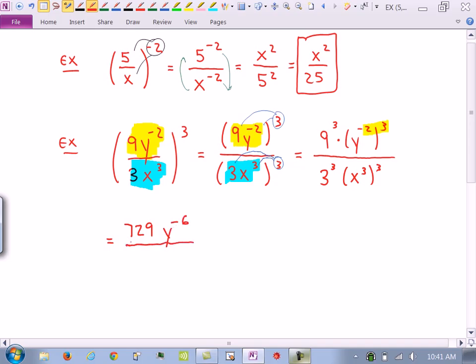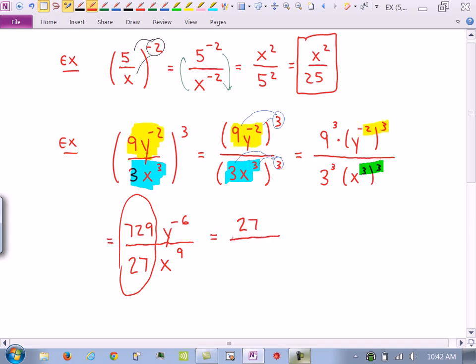On the bottom, 3 cubed, 27, x cubed cubed. That's a power to power again, isn't it? So that'll be 9, right? x to the 9th. Now, I believe 729 divided by 27 is 27. So I'm going to turn this right here into 27 off my calculator.